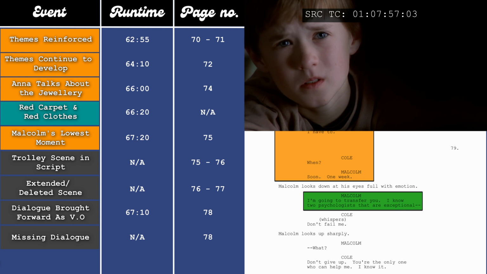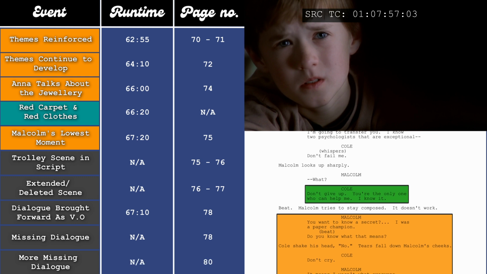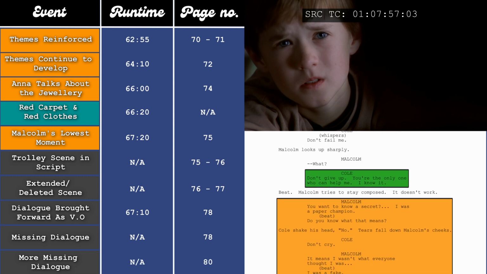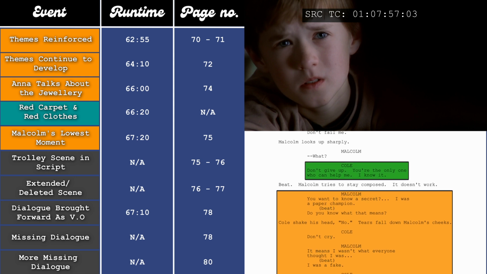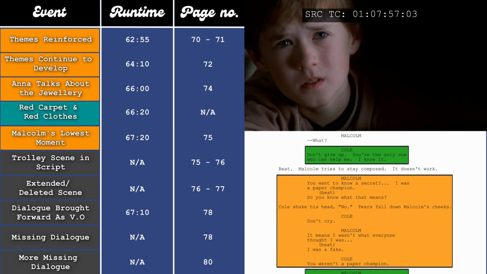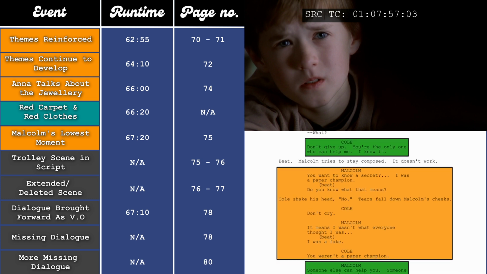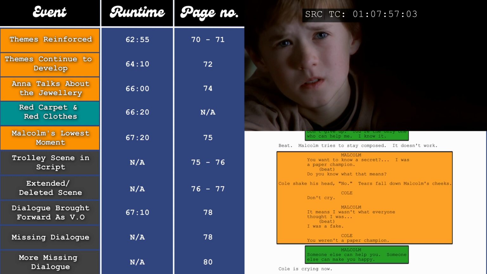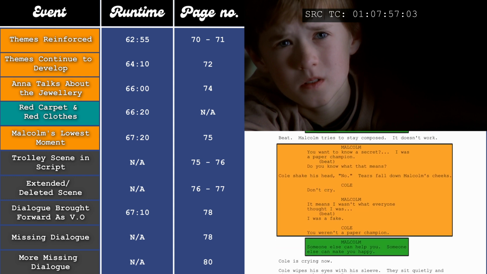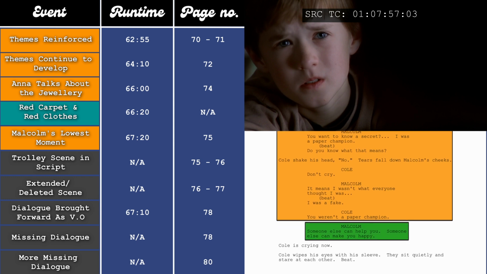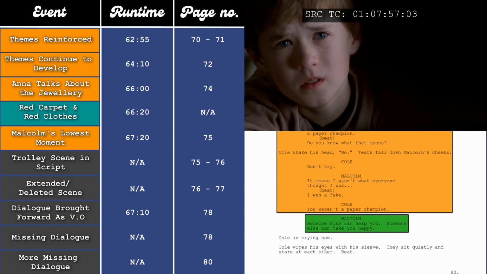In the script it reads, Cole, don't give up, you're the only one who can help me. I know it. Malcolm tries to stay composed. It doesn't work. Malcolm, you want to know a secret? I was a paper champion. Do you know what that means? Cole shakes his head. No. Tears fall down Malcolm's cheeks. Cole, don't cry. Malcolm, it means I wasn't what everyone thought I was. I was a fake. Cole, you weren't a paper champion. Malcolm, someone else can help you. Someone else can make you happy.